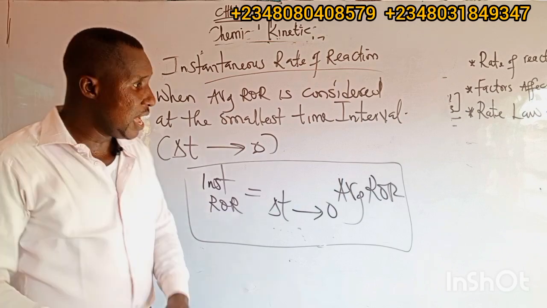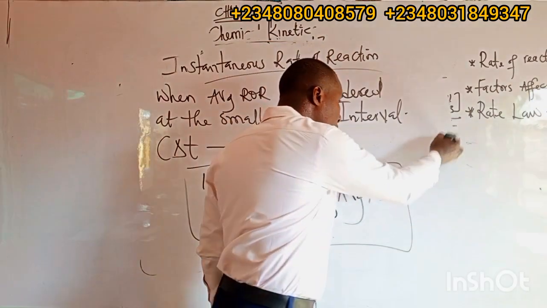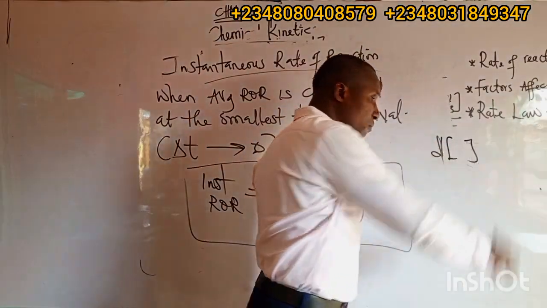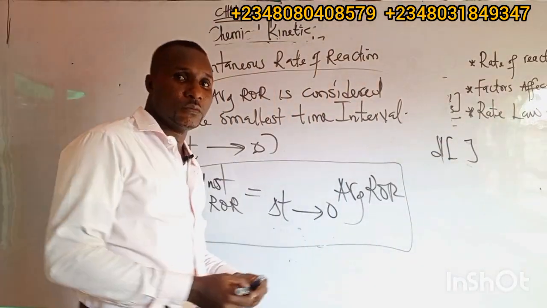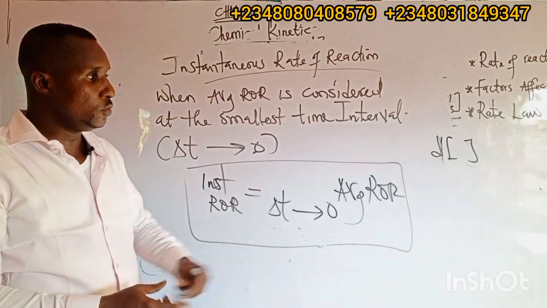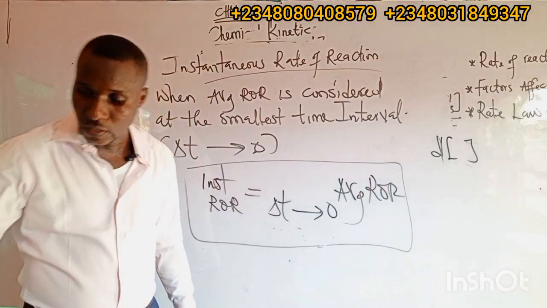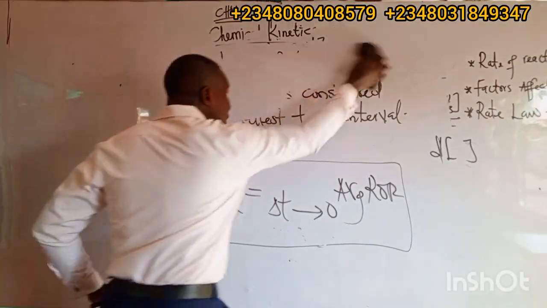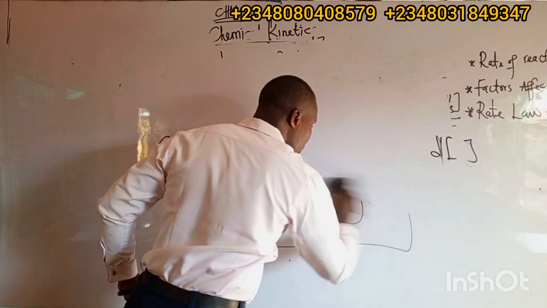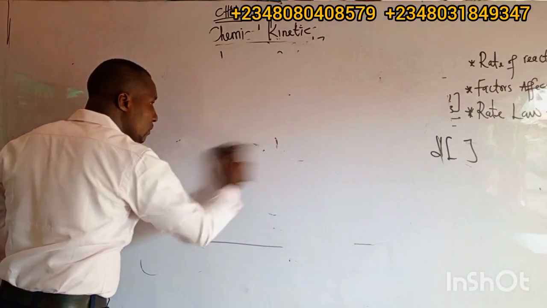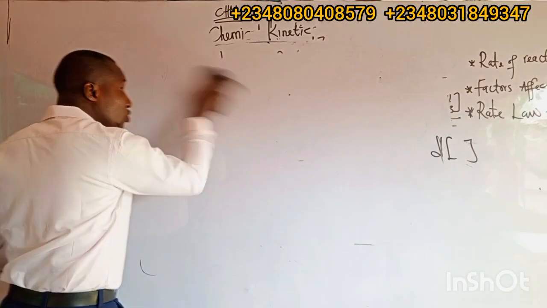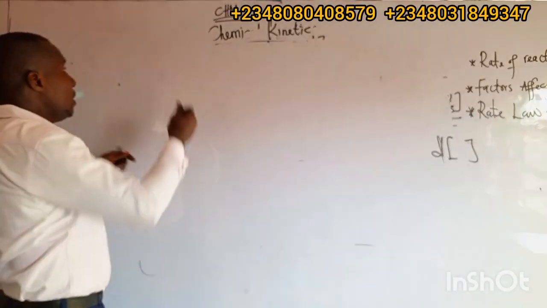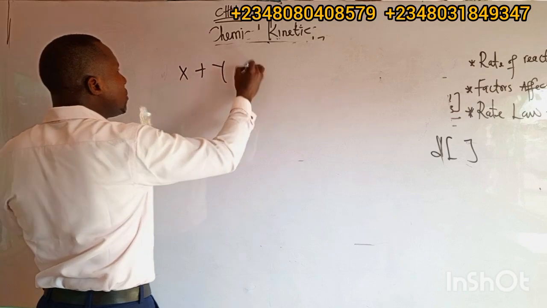And for the instantaneous rate of reaction, we use d concentration, not delta. We use d. Let's move. What is the graphical representation of instantaneous rate? For example, when you have x plus y equal to z.